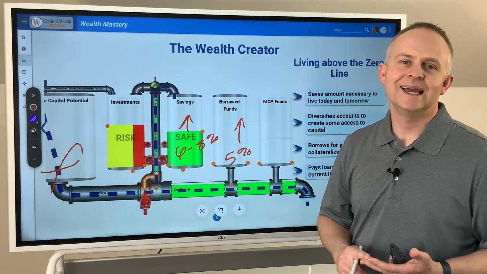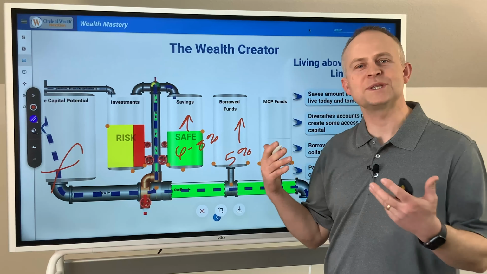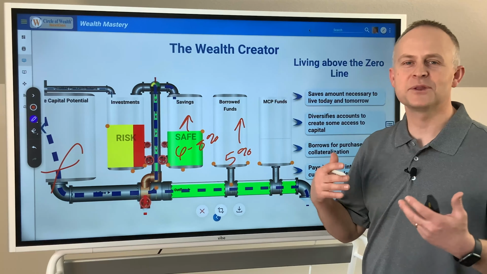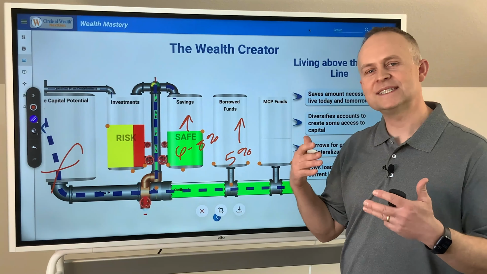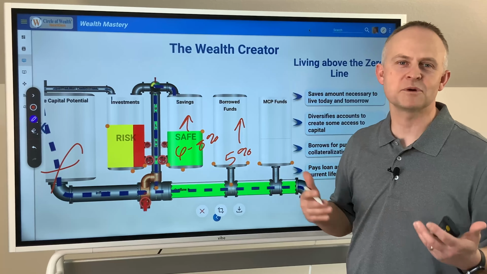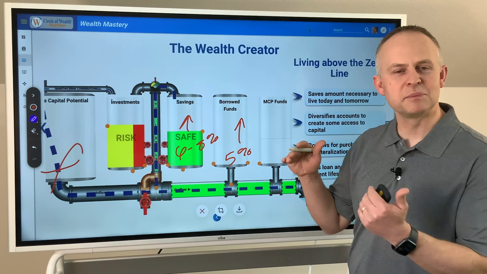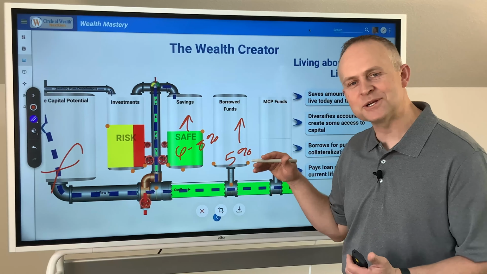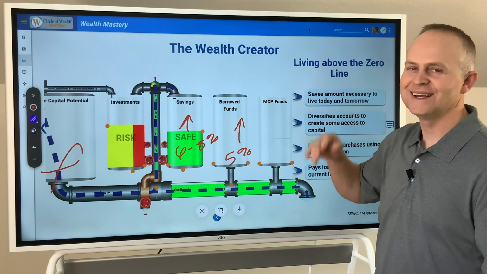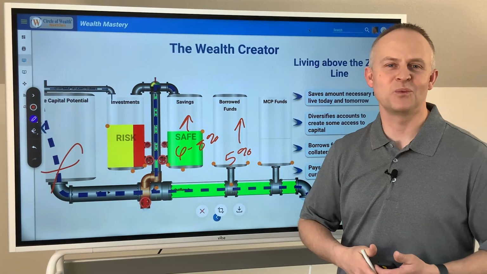So just some things to keep in mind, just a summary of the debtor, the saver, and the wealth creator. In the past, maybe you always thought you wanted to be a saver, but the reality of it is that the saver and the debtor, neither one of them really ever get beyond the zero line. So you don't want to be below the zero line. You don't want to be at the zero line. You want to be above the zero line, and that is the wealth creator.